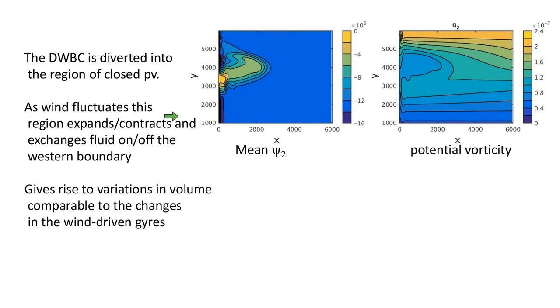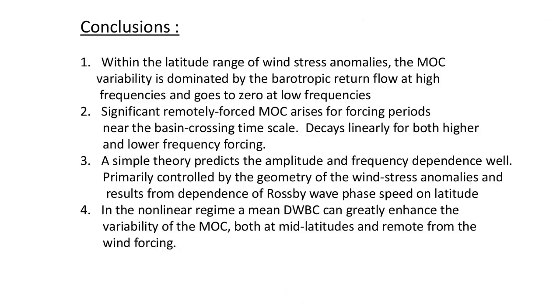So as the winds fluctuate up and down, this region expands and contracts. As it does, it pulls boundary current water off or sends it back to the deep western boundary current, and then that is imported and exported, that anomaly is, to all the other latitudes. So this is really an enhancement of the mid-latitude storage of mass, in addition to the wind-driven gyres. Okay, I hope I didn't go too fast through some of that, but hopefully you get the message.